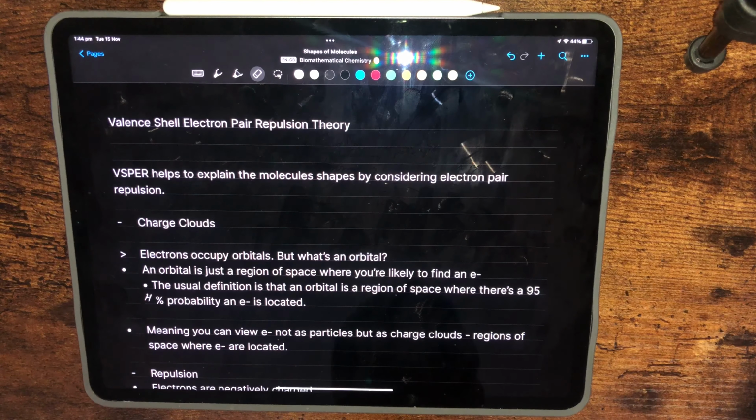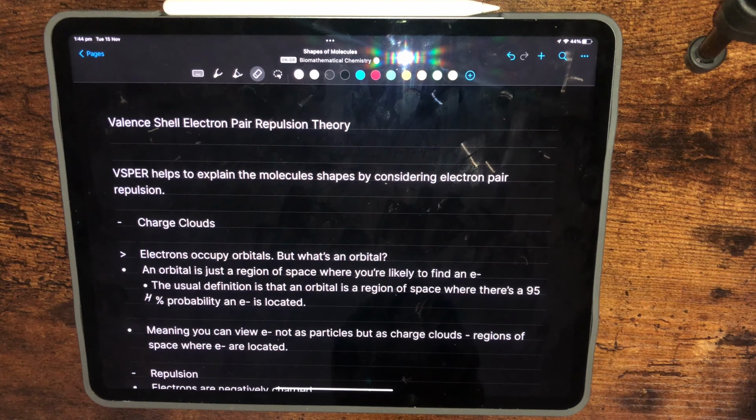So these two things, charge clouds and repulsion, are linked to the shapes of a molecule. So let's go on to repulsion now. Electrons are negatively charged, and they repel each other. So electrons will try to stay as far apart from one another as possible, hence determining the geometry of a molecule. The electrons in the bonds repel and try to stay as far apart from each other as possible.